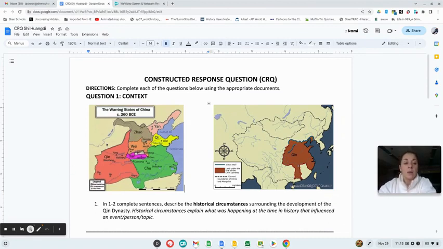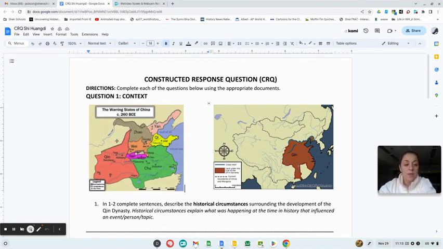Right? So the picture on the left, the key to this question is reading your titles and paying attention to the consistency in the maps. So both of these are maps of China. This is zoomed in and is in the year 260 BCE, right? This map is later, but it is still China.